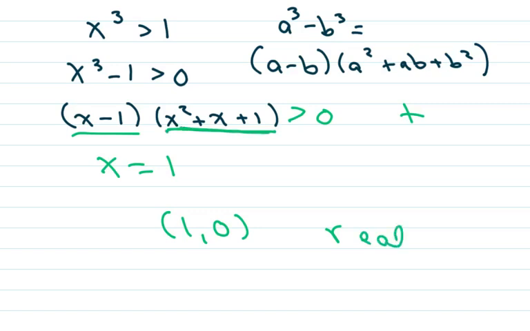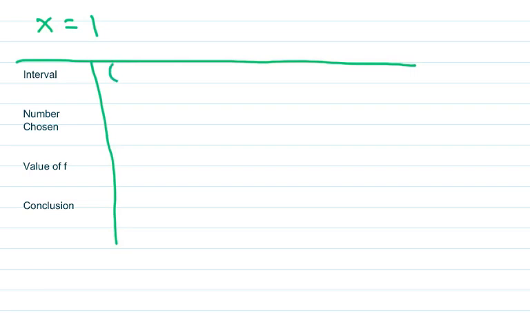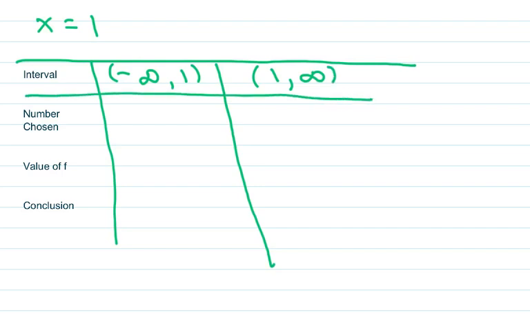This one right here would yield imaginary solutions. So we want the real zero. So x equals 1 is the zero. Makes this part a little easier. So I'm going to go from negative infinity to 1. So what's going on the left side of 1, and also what's going on the right side of 1. What happens here? So the numbers I'm going to choose are 0 and 2.